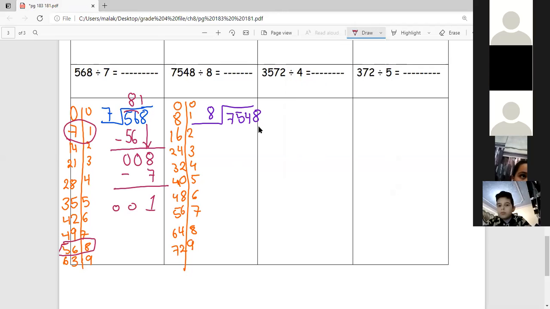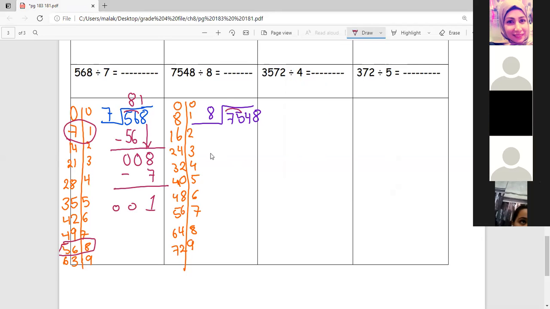There is zero. You can choose zero up and write zero down, or you can choose quickly the first two digits, since 7 is less than 8. 75, the closest number is 72. Bravo, it has to be less than 75, so we put 72. 9 up and 72 down. Then we put 3, and bring the 4 down. 34. 32 is the closest number. Bravo, Mahdi. We put 4 up, 32 down.